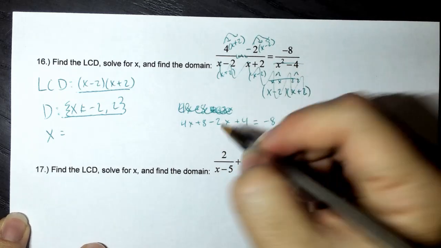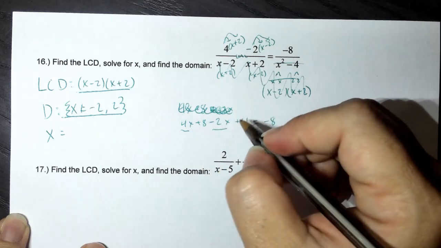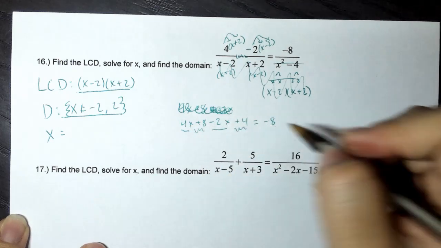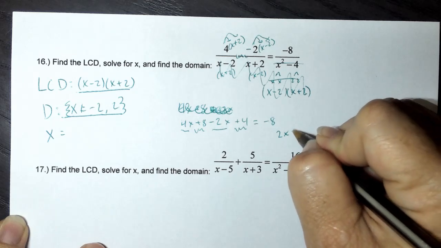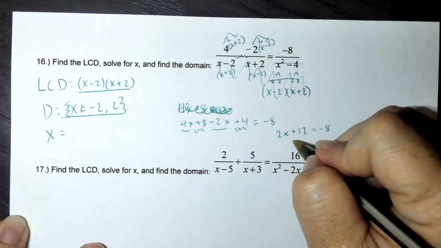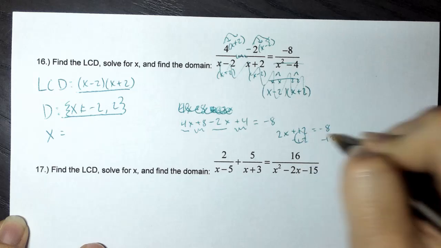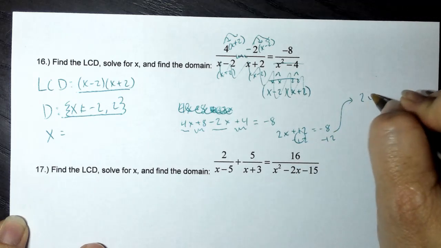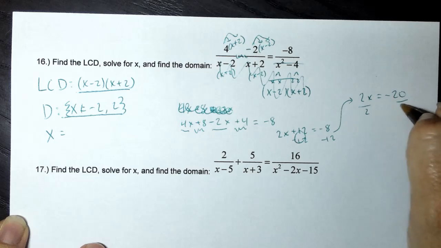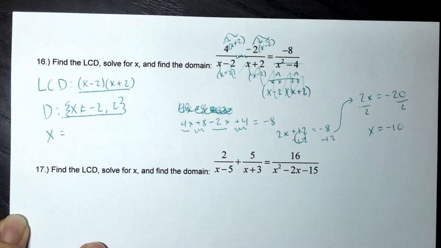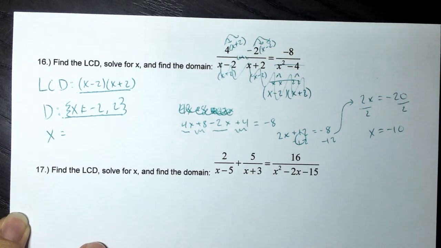So I'm going to combine my like terms. 4x minus 2x, 8 plus 4, and that gives me 2x plus 12 equals negative 8. Minus 12, and I get 2x equals negative 20. Divide by 2, I get x equals negative 10. So that is what I get, and we can check our work.